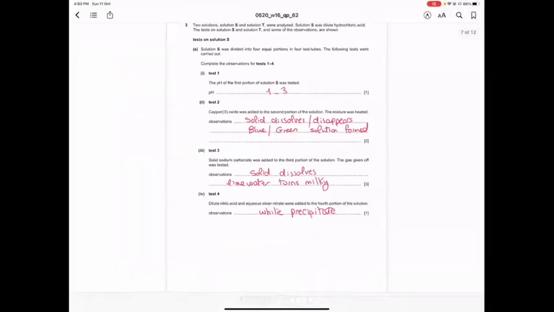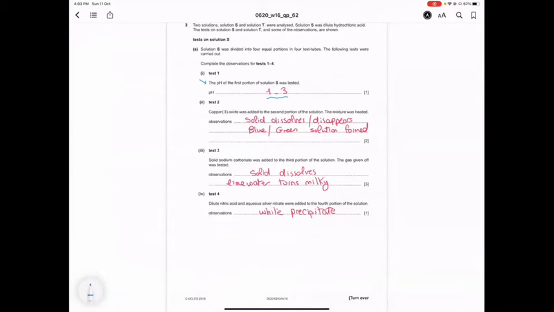Cations and anions, 2 solutions S and T were analyzed. S was HCl, and he doesn't say anything about T. Okay, HCl, and he's saying what's the pH? Anything from 1 to 3. Please don't choose 0, as it's very hard to have an acid with pH 0. Just choose a reasonable number from 1 to 3.